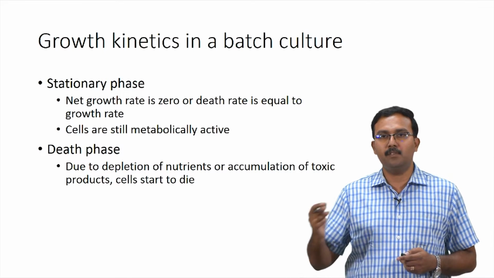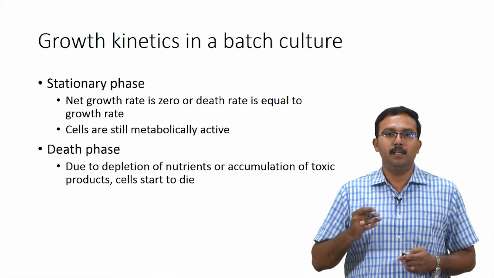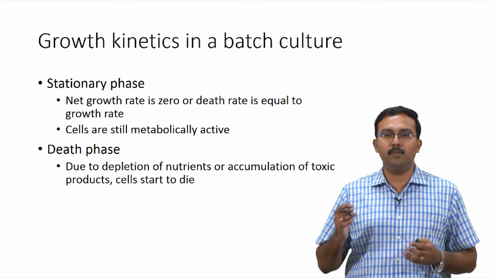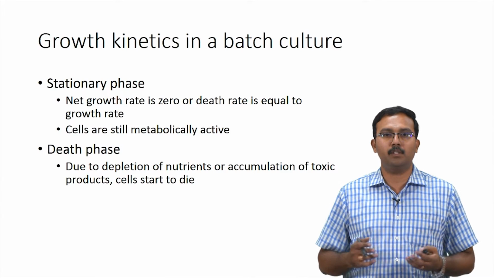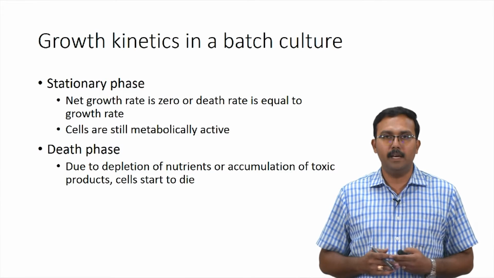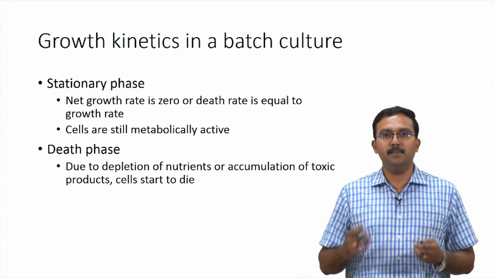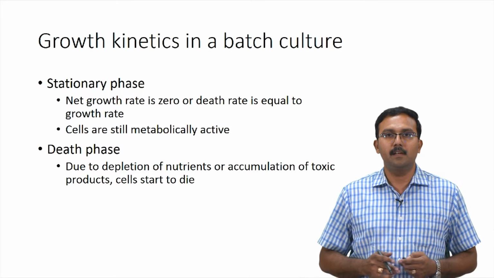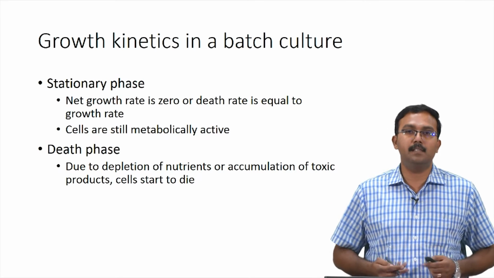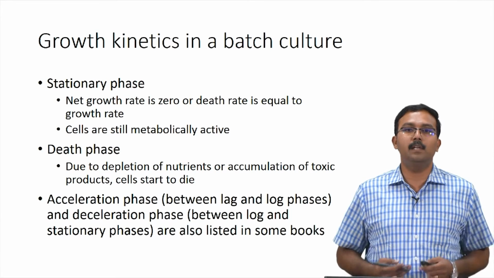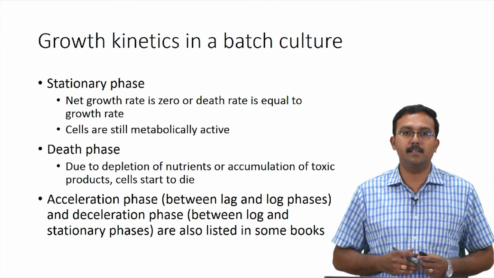The stationary phase is followed by the death phase. During this time, due to depletion of nutrients and accumulation of toxic products, the cells start to die. Because of this, the cell concentration starts declining, and this period is called the death phase. In addition to these 4 distinct phases, in some textbooks they also list acceleration and deceleration phases.